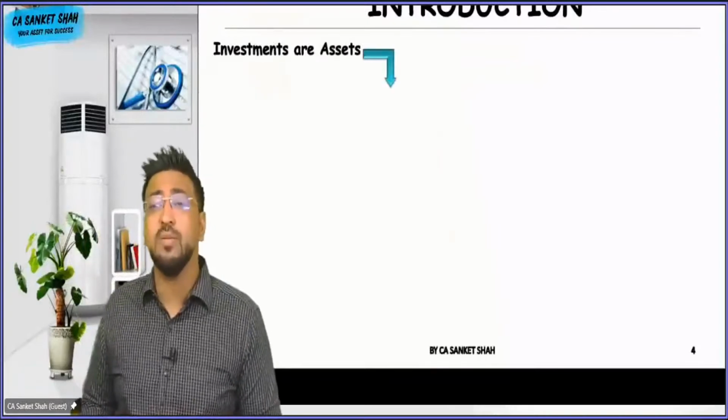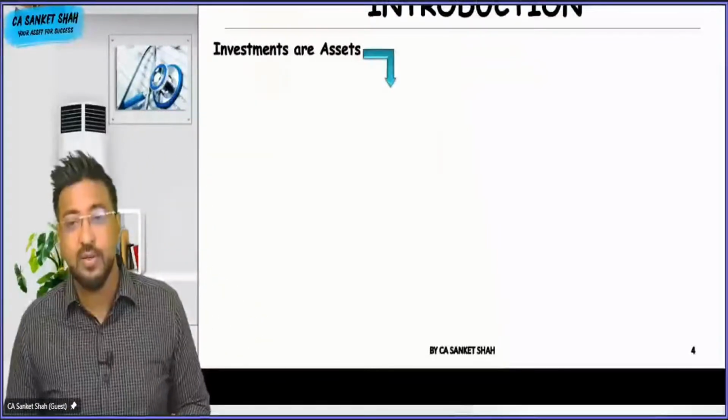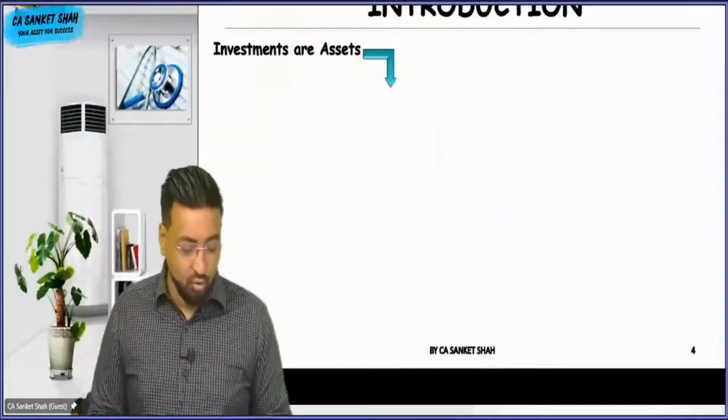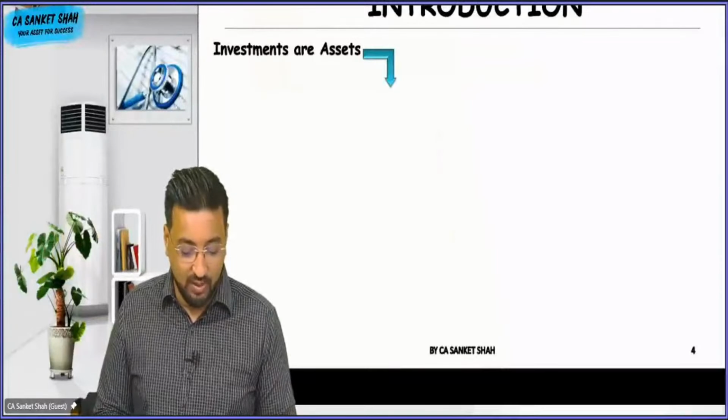Introduction. Sir, investments are assets. Investments are assets. So asset shows dash dash balance. चलो जल्दी से comment section में डालो. Asset को कौन सा balance होता है? अभी इतना तो सर रोज होता है हमारा. चलो सब लोग.